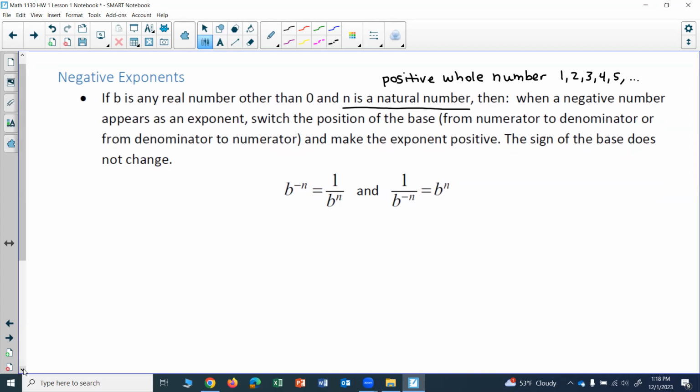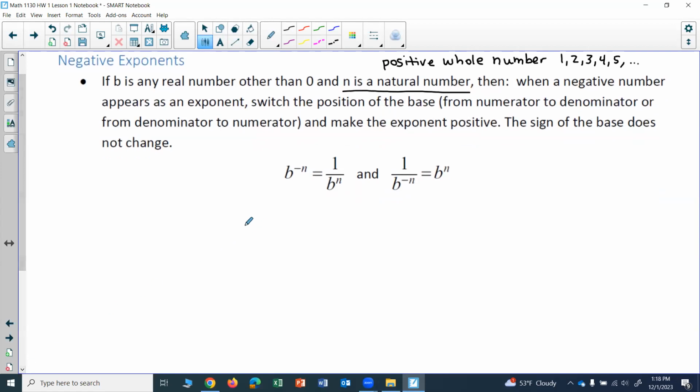So for example, let's say I had something like 3 to the negative 2. Using this rule of exponents, that would be equivalent to 1 over 3 to the positive 2, or 1/9. Now you could check this in your calculator if you have a number. You won't always have a number. Sometimes you'll have a variable. So if I had x to the negative 4, that would be the same as 1 over x to the positive 4.